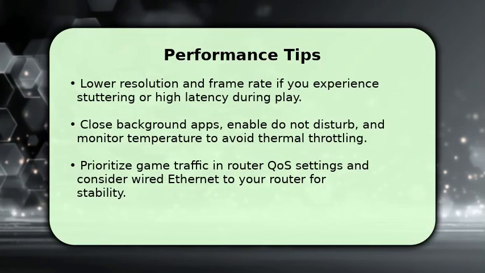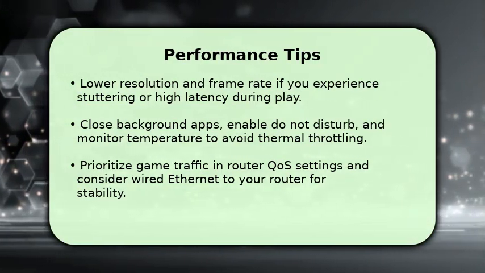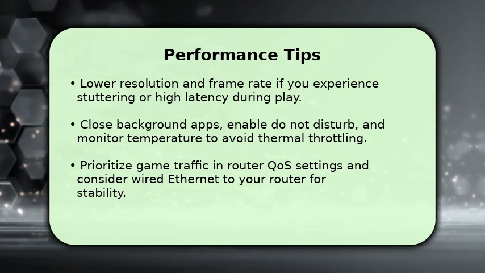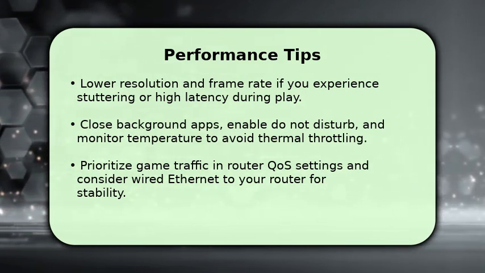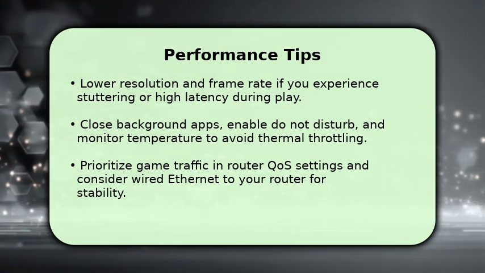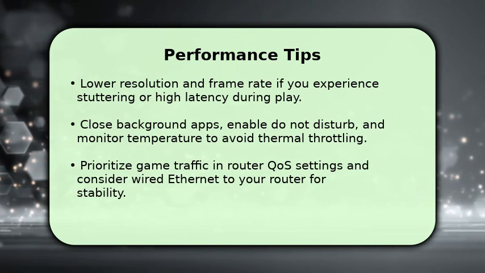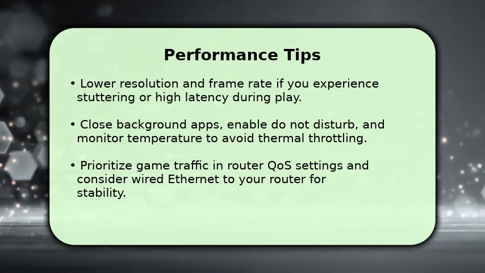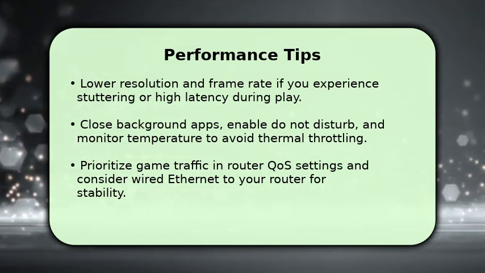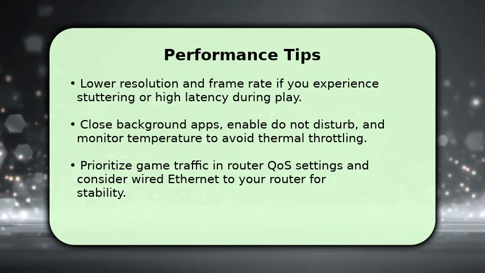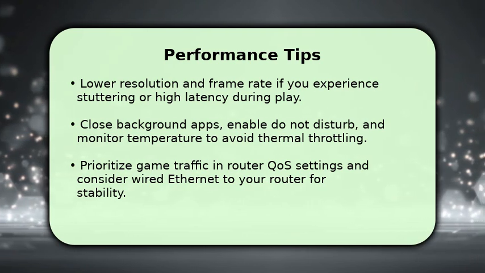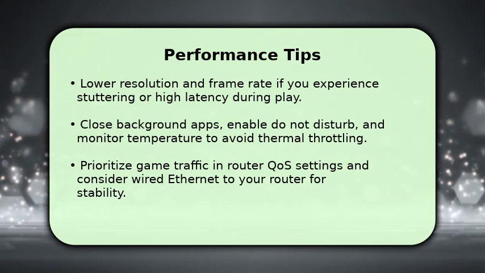Here are practical tips to reduce lag, improve visuals, and prevent crashes while playing GTA V on your phone. Update apps and firmware, clear cache, and use wired Ethernet to your router if possible. Lower resolution and frame rate if latency spikes, and prioritize game traffic in your router settings. Close notifications, enable Do Not Disturb, and monitor temperature to avoid thermal throttling during long sessions. Reboot device weekly to maintain performance.